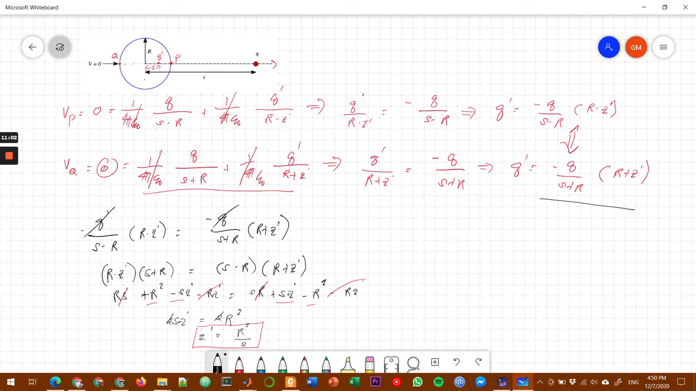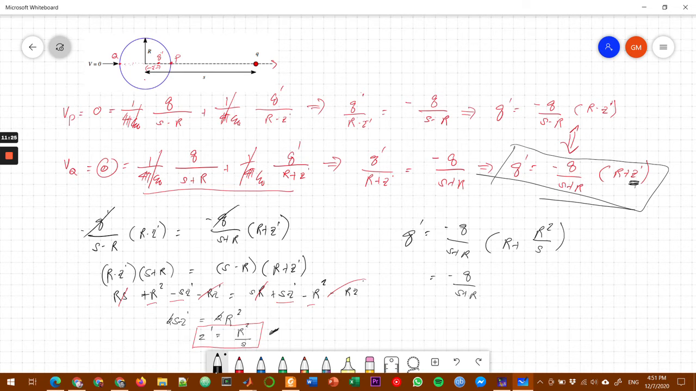Okay? Using this equation, kani Q prime. So Q prime is therefore negative Q over S plus R. Then R plus, ang Z prime nimo, mao na ni siya nga expression. So we have R plus R squared over S. And then I have negative Q over S plus R. I can take out R. Okay, common mo na siya. So I have 1 plus R over S.